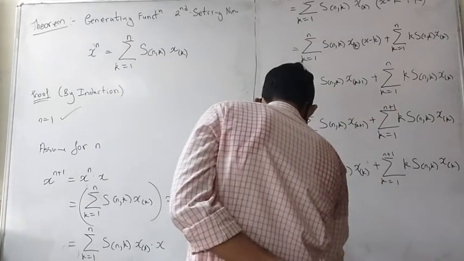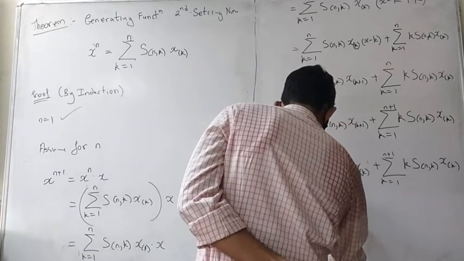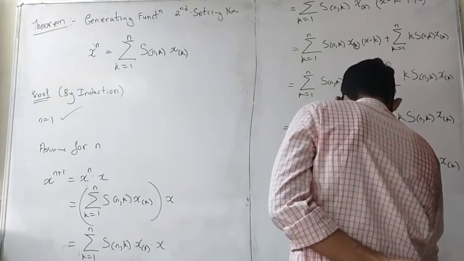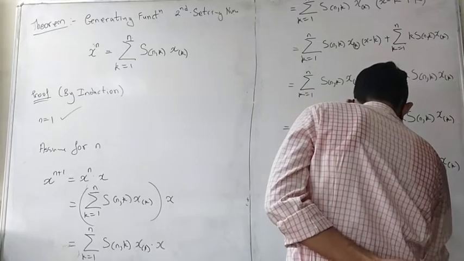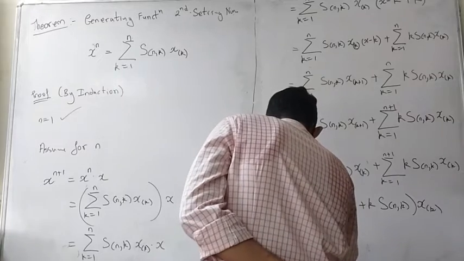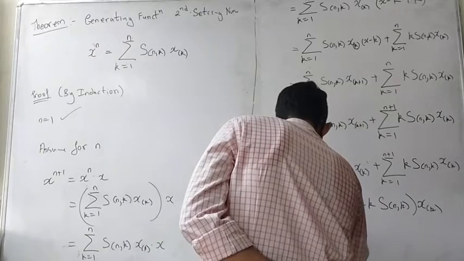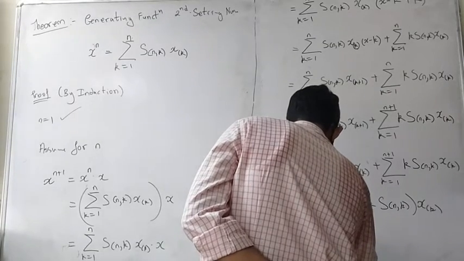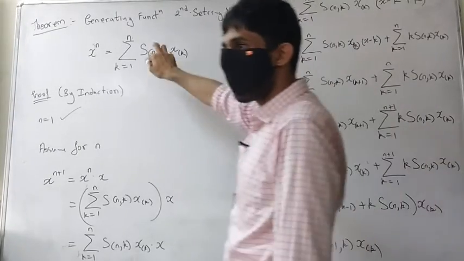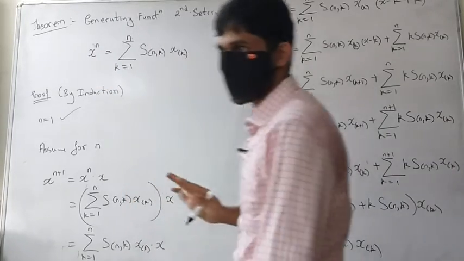Okay, let's combine. Summation k going from 1 to n plus 1. We know that this is exactly the recurrence relation, okay, that's the recurrence relation. So this is going to give us summation k going from 1 to n plus 1, n plus 1 comma k, x to the k. That proves it. So what we have done here is now represented these bases in terms of those bases.